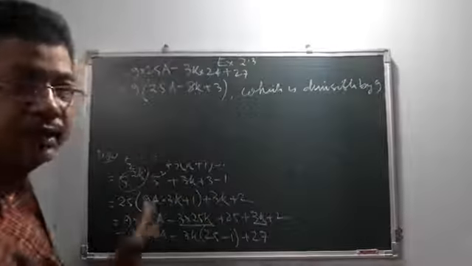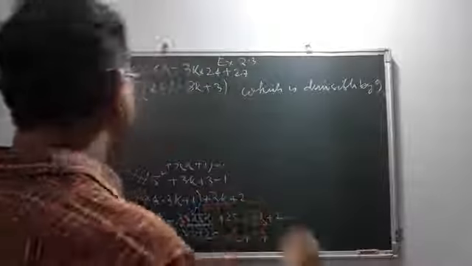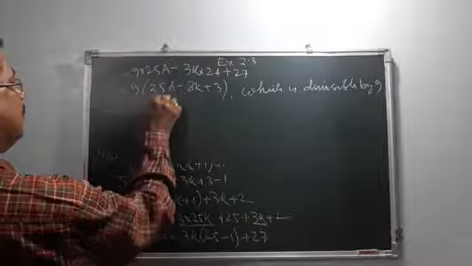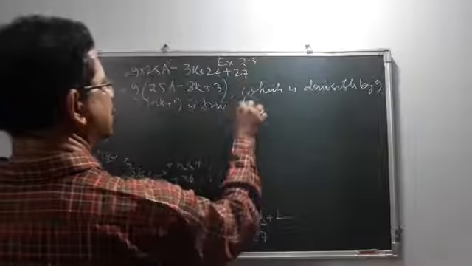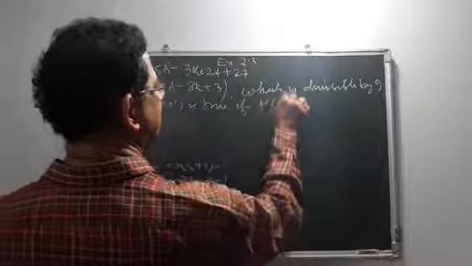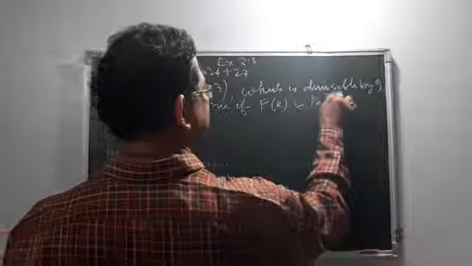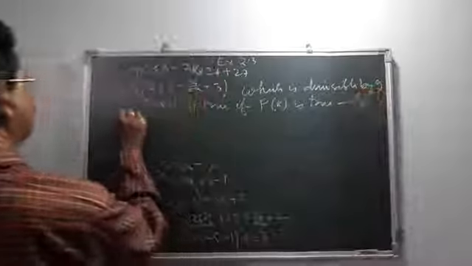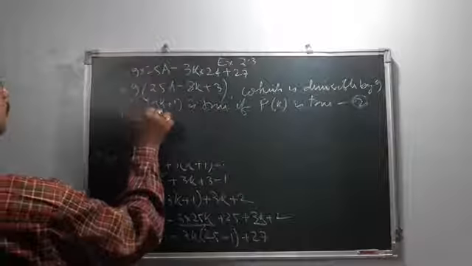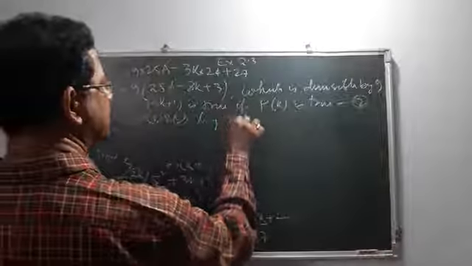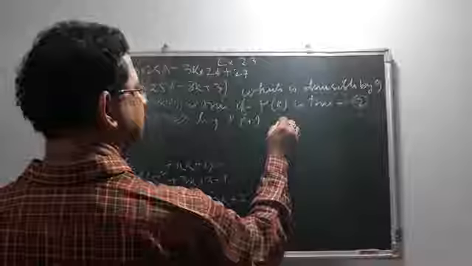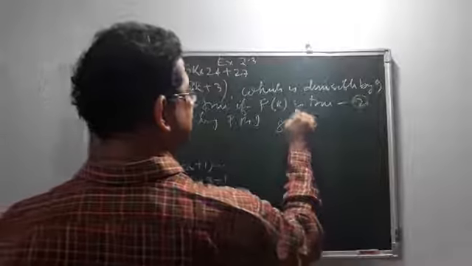Now what we get is that P(k plus 1) is true if P(k) is true. Therefore P(k plus 1) is true if P(k) is true. It is our proof. From 1 and 2, by the principle of mathematical induction, the given statement is true.